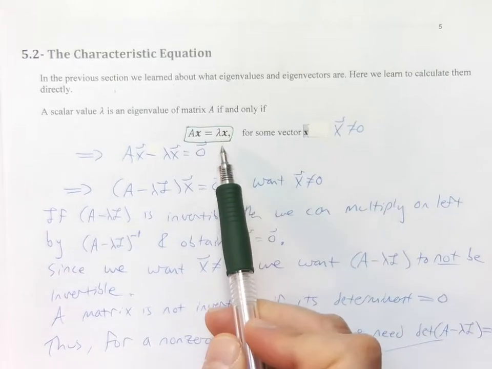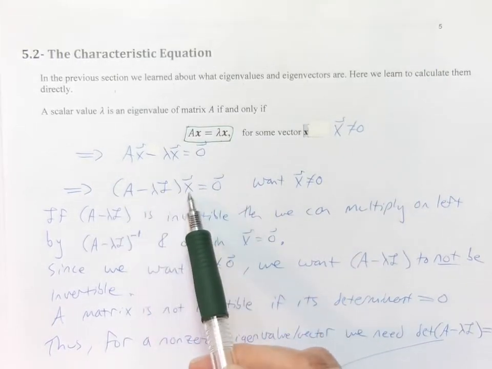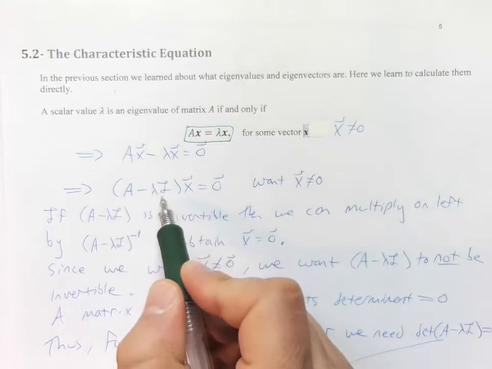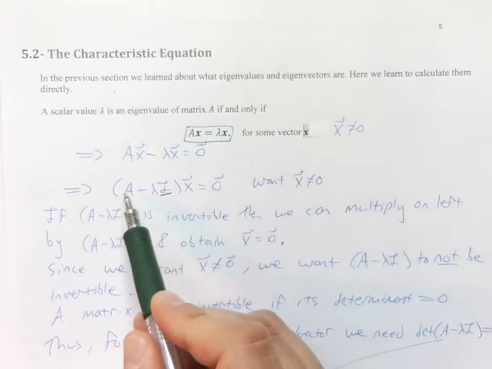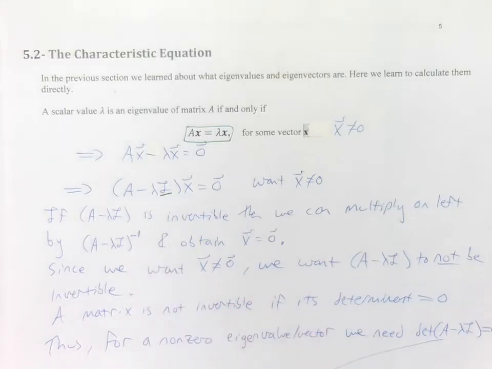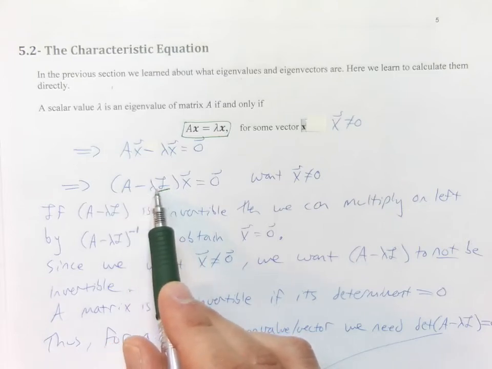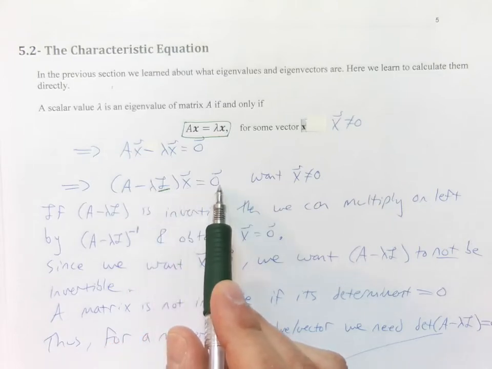We want to solve this equation, so we subtract everything over to one side. We factor out the X. When we factor out the X, we have to include this identity matrix, because we have a matrix minus a matrix here, so we need that to be defined. And then we want to solve this homogeneous equation. This is A minus lambda I as a matrix times X, which is a vector, equals the 0 vector.